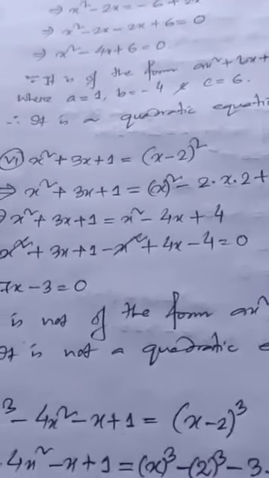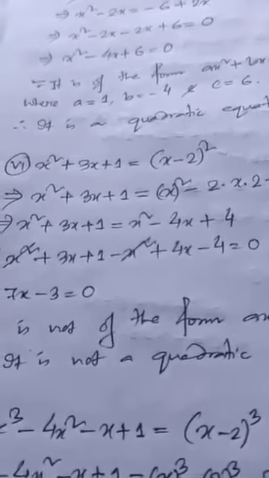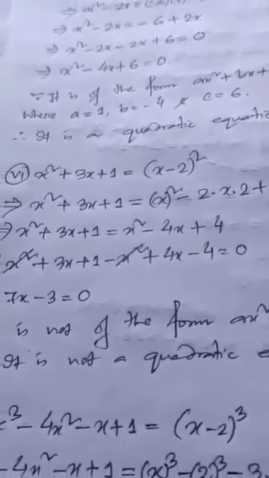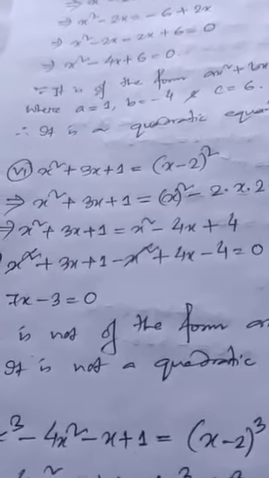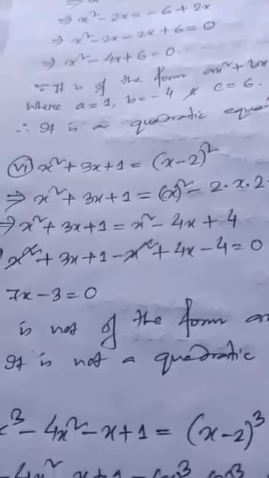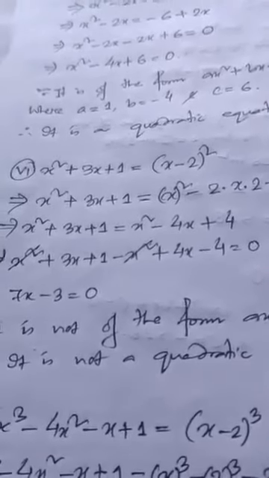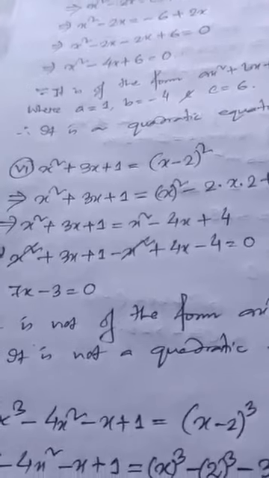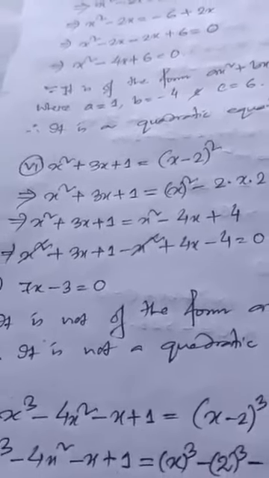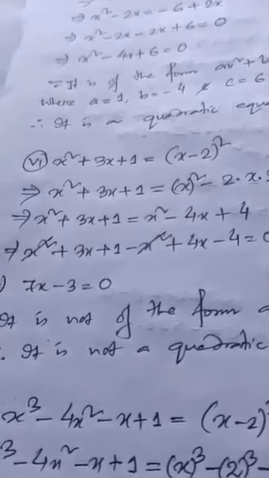Now here x square and x square are the same, but with opposite sign. So we can cancel them, or without cancelling you can write x square minus x square is 0. Ultimately the same thing. And like terms are still there, 3x and 4x. So find out the ultimate value.